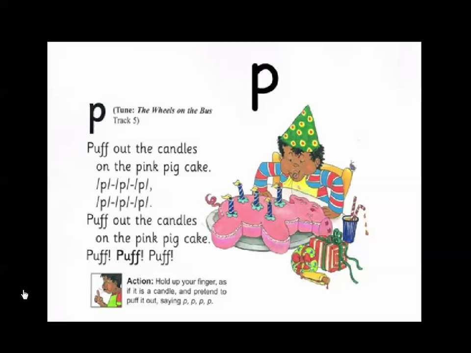Puff out the candles on the pink cake. Puff, puff, puff. Puff out the candles on the pink cake. Puff, puff, puff. Very nice.